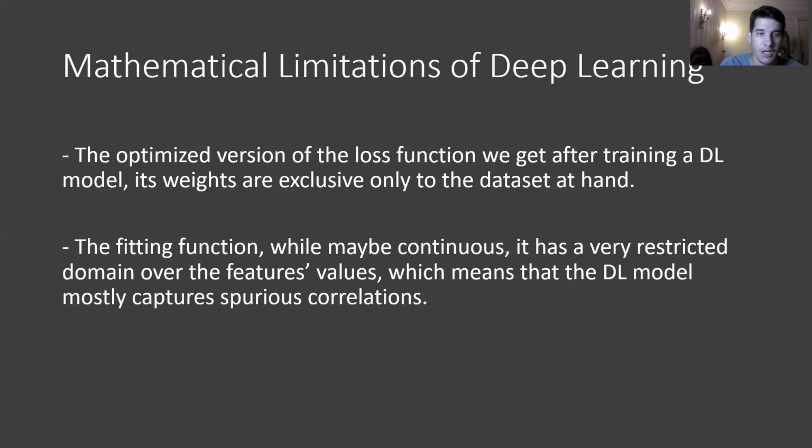The fitting function, while maybe continuous, has a very restricted domain over the feature values, which means that deep learning models mostly capture spurious correlations. So from a calculus perspective, we have a continuous function, but the problem is the domain of this function is not from negative infinity to infinity, so it's not capturing all the possible values of each single feature. It's just capturing a small range of, let's say, feature 1, and a small range of feature 2, and a small range of feature 3. So this restricted domain means that we lose some information about inputs that were not included in the data set, but might be relevant to the same domain we're trying to model.